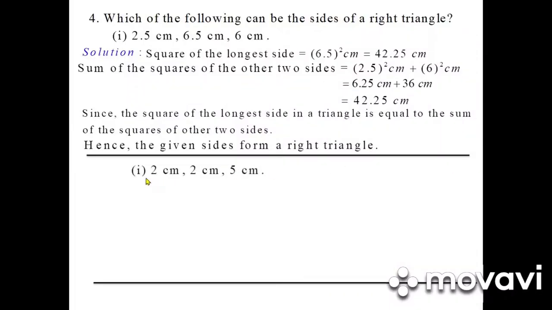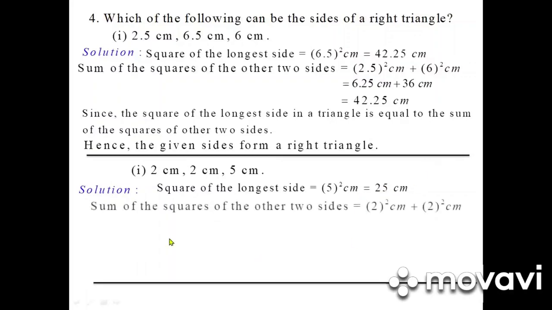Sub number 2, the given sides are 2 centimeter, 2 centimeter, and 5 centimeter. Here, the longest side is 5 centimeter, which is the hypotenuse of a right angle triangle. Solution. Now, taking the square of the longest side, 5 squared is 25 centimeter. Sum of the squares of the other two sides, 2 squared and 2 squared. 2 squared is 4 centimeter, 4 plus 4 is 8 centimeter.